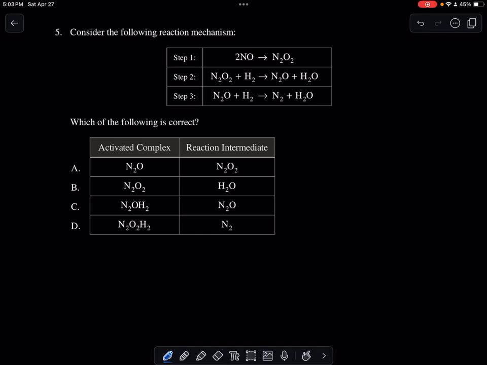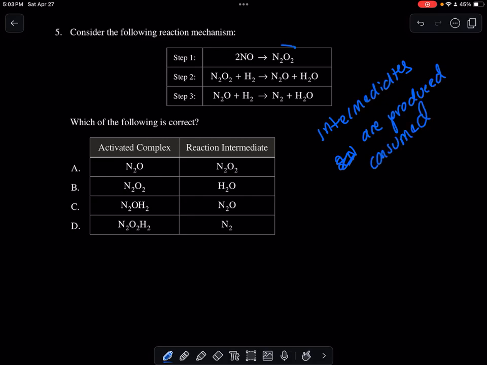Let's have a look at this one. So we have a reaction mechanism. So 2NO goes to N2O2, and so on. Okay, let's have a look at what's an intermediate. Let's start with the easier one. So intermediates are produced and then consumed. So they should be produced, then consumed, and they cannot appear later on.